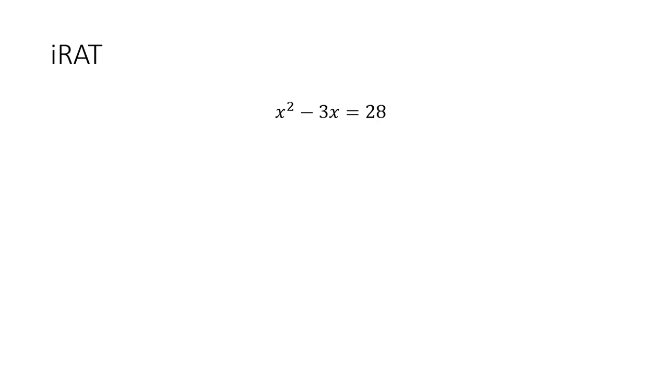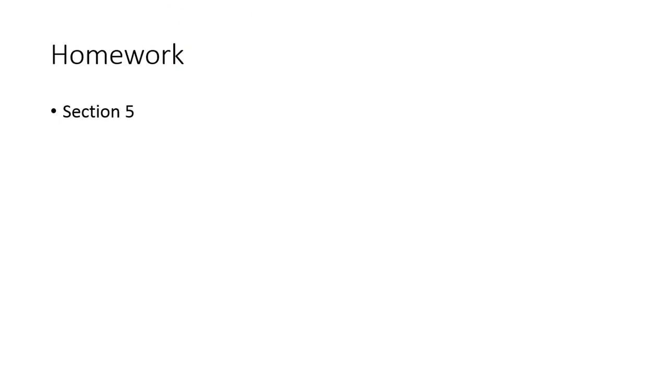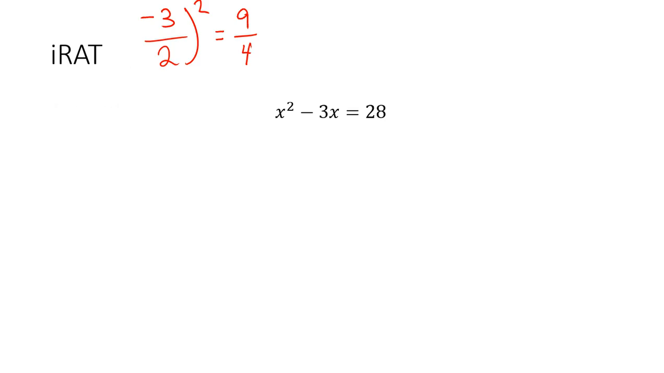All right, so with this one, we notice that we have it kind of set up for us already. So now we have negative 3 over 2, and we're squaring that, which gets us 9 over 4. So that means we're going to add 9 over 4 to both sides. So we're left with x squared minus 3x plus 9 over 4 is equal to 28 plus 9 over 4.